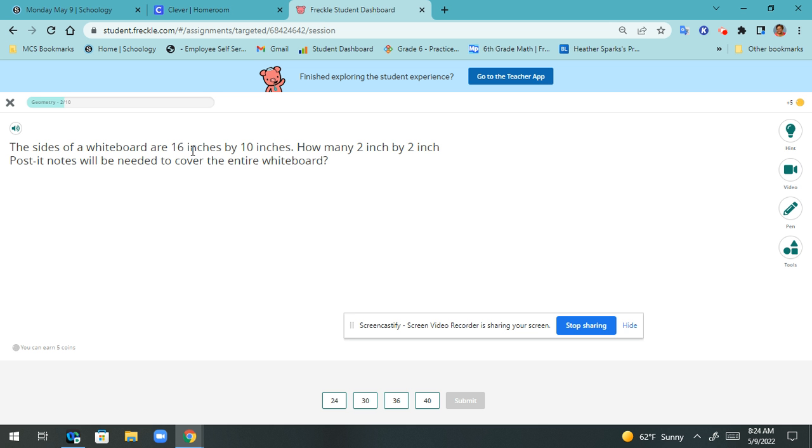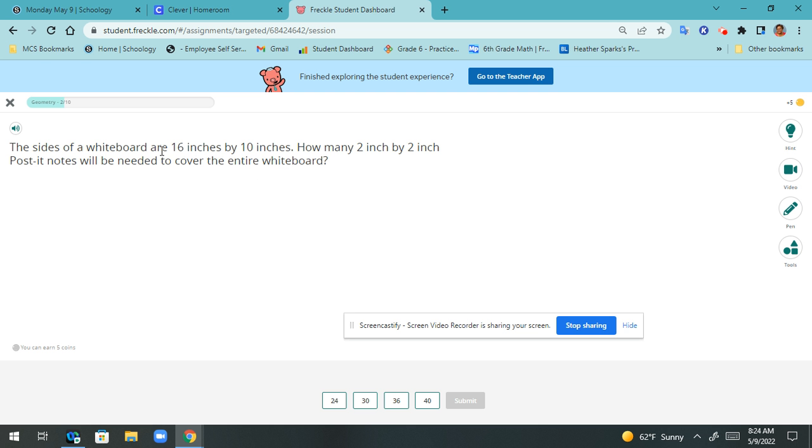Okay, the size of a whiteboard is 16 inches by 10 inches. How many 2-inch by 2-inch post-it notes will be needed to cover the entire whiteboard? And I'm sure some of you would really want to work that out, but do not touch my post-it notes. You know, don't touch them.